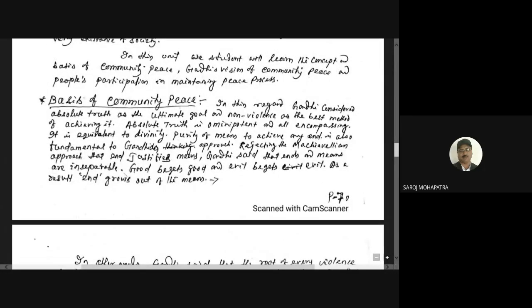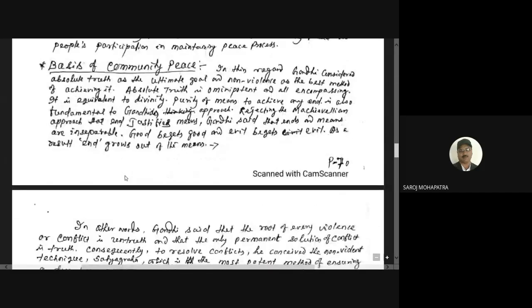So, what is the base of community peace? In this regard, Gandhi considered truth as the ultimate goal and non-violence as the best method of achieving it. Absolute truth is omnipotent and all-encompassing. It is equivalent to divinity. Purity of means to achieve any end is also fundamental to Gandhi's approach.